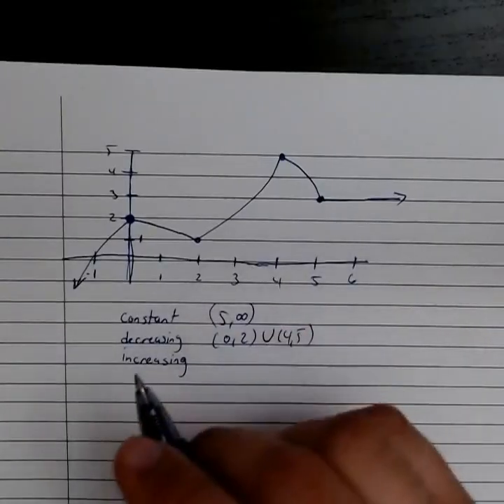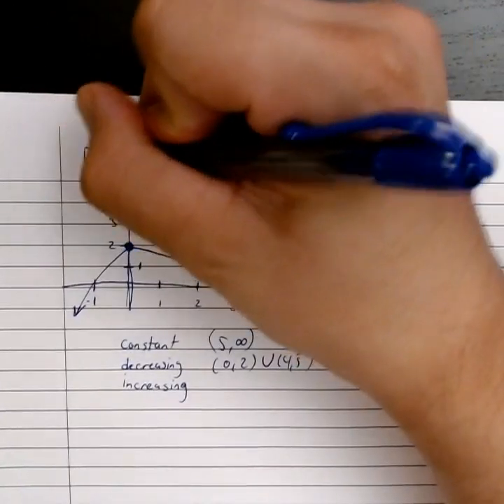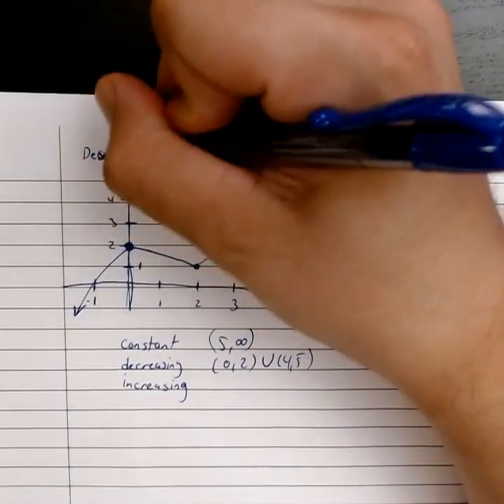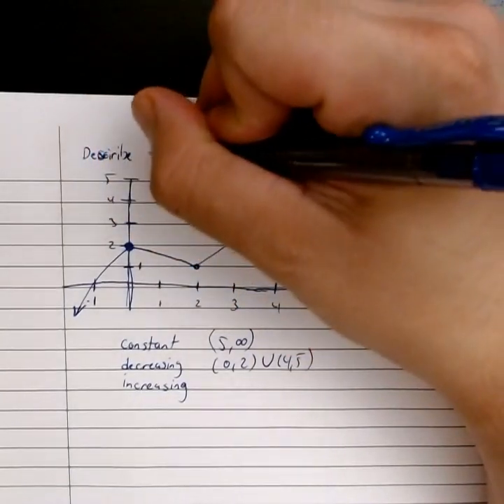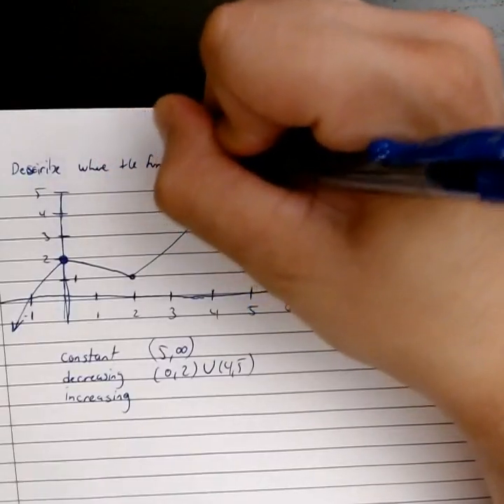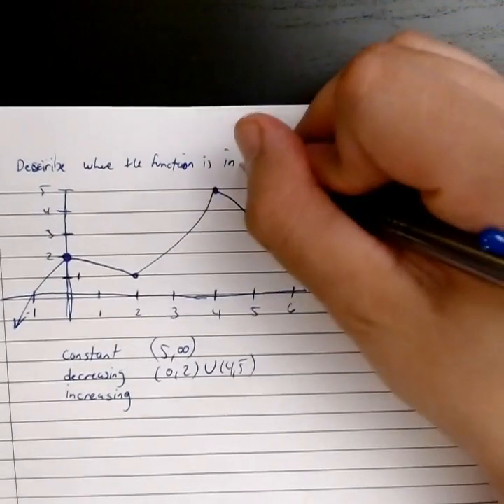And I said the question, I never actually wrote it down, did I? Describe where the function is increasing, decreasing, or constant.